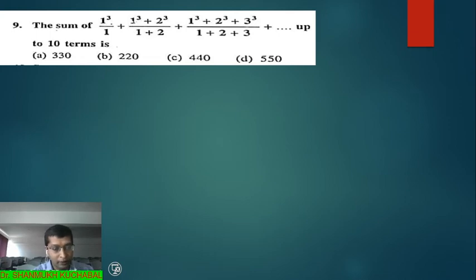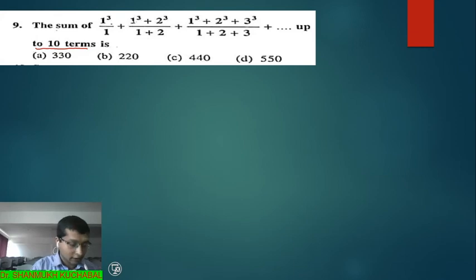After writing the nth term, we need to simplify and then take a summation. We have to find the sum of n terms. After that we are interested in getting the 10th term, so we replace n by 10 and get the sum of 10 terms. Right, so the first step is to write the nth term.